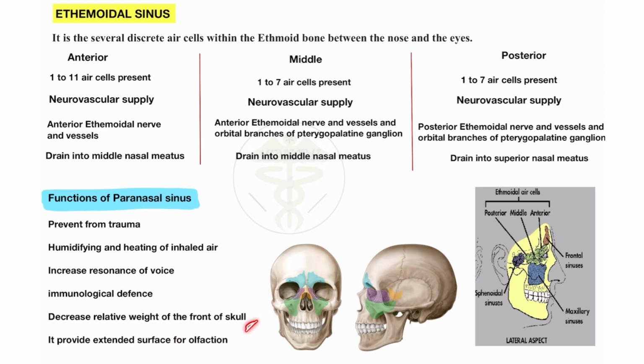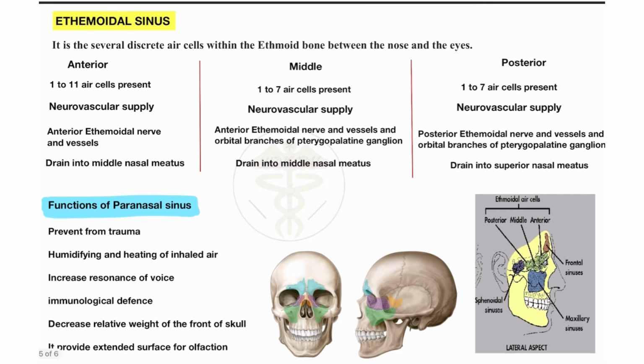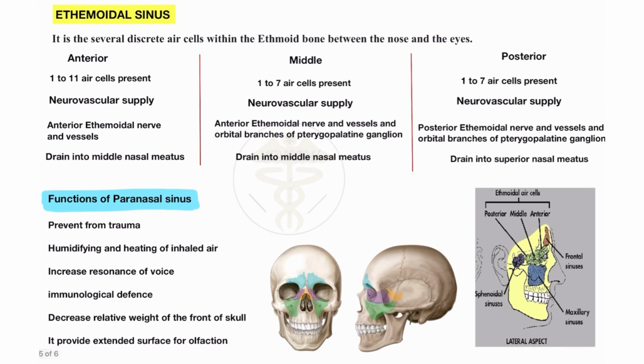So this is also a function of the paranasal sinuses, and it also functions to provide an extended surface for olfaction. This helps in olfaction, so it provides the extended surface for olfaction. So this is about the functions of the paranasal sinuses.